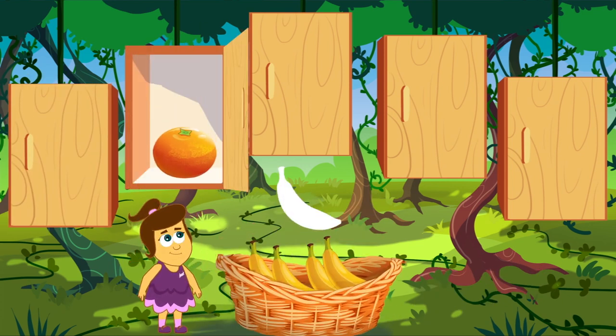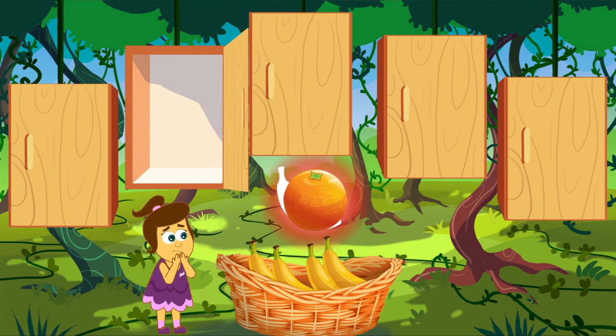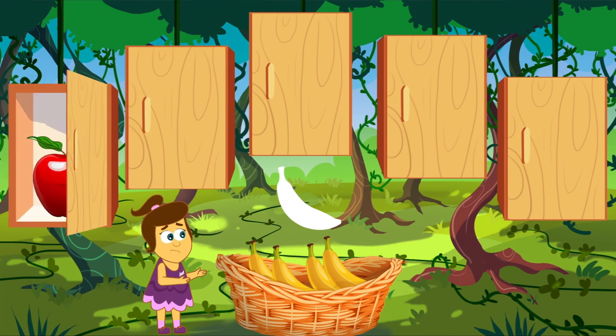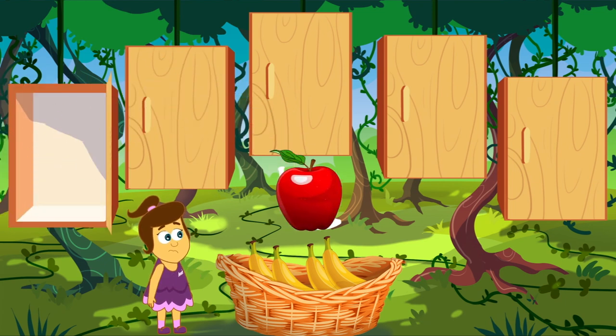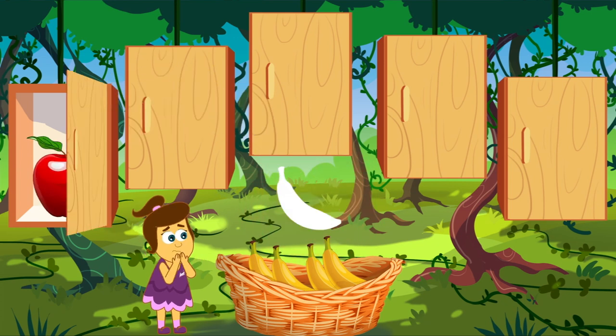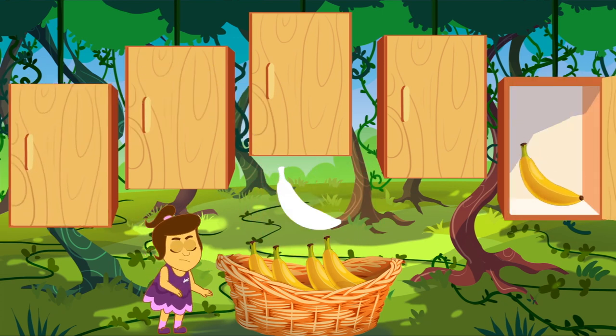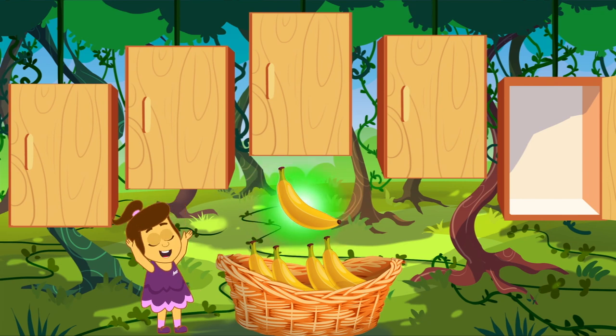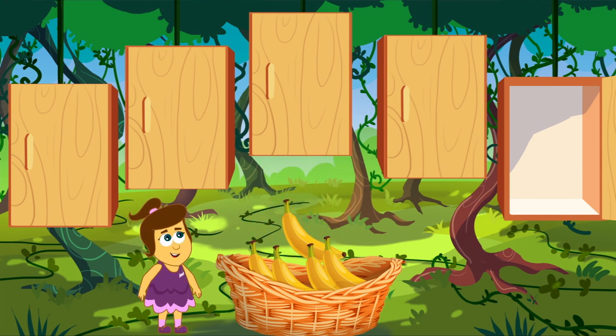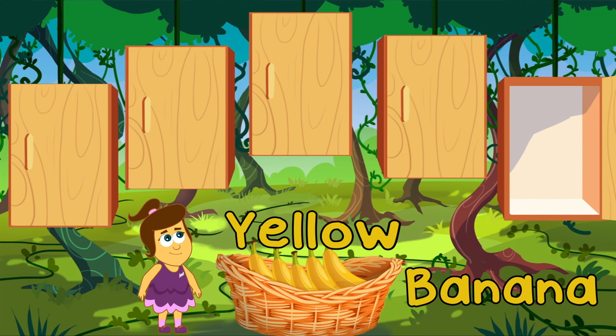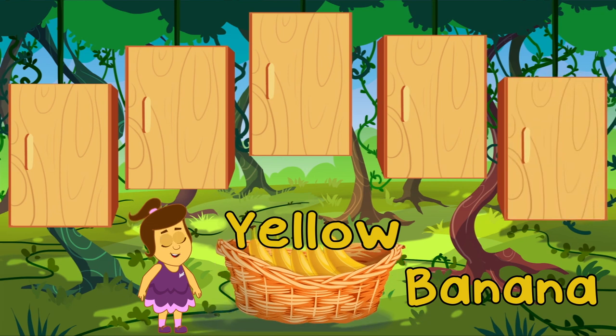Ooh, an orange? No, that's not right. How about an apple? No, we just did apple. That's not right either. How about a banana? Yay! Banana, banana, you did it. Woohoo! Yellow banana.